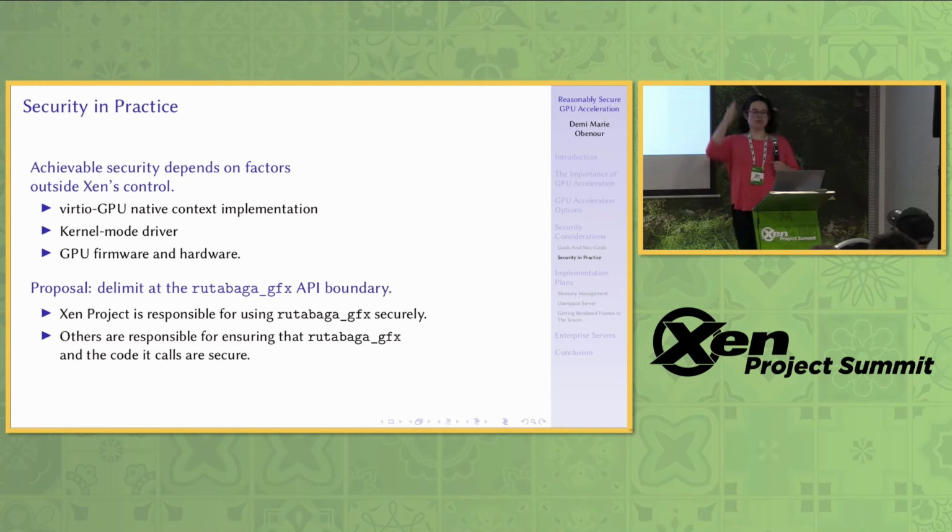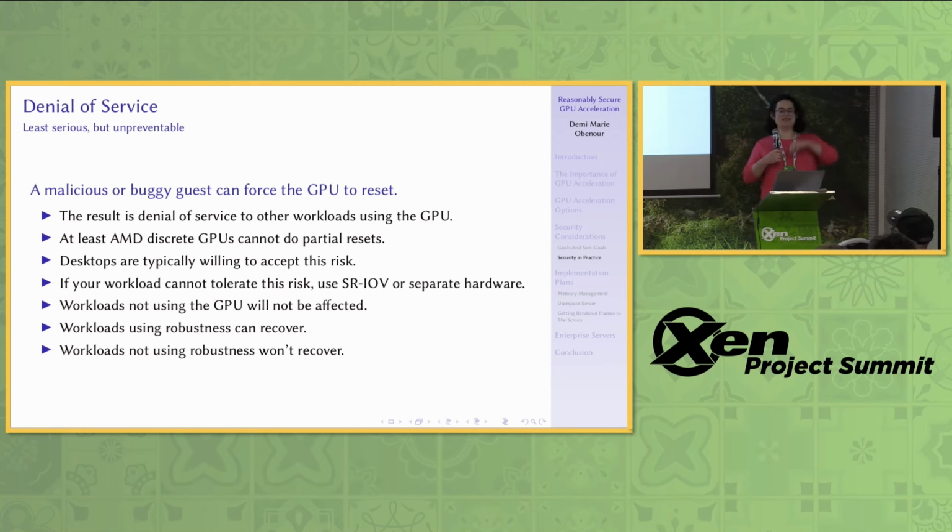Now onto the types of vulnerabilities and types of attacks. Denial of service is the least serious, but unfortunately in the GPU world, it is unpreventable. A malicious or even just buggy guest can force the GPU to reset. That's unfortunately with current GPUs a fact of life. The result is denial of service to other workloads on the GPU. There may be ways to make it less likely that other contexts get killed, but it can't be prevented. At least that's my understanding.